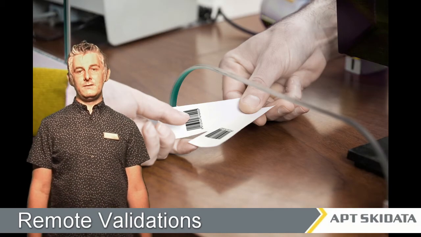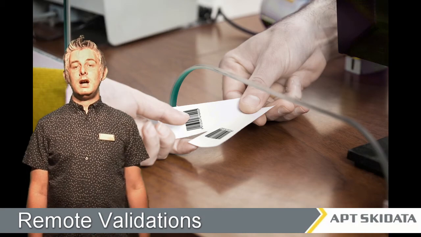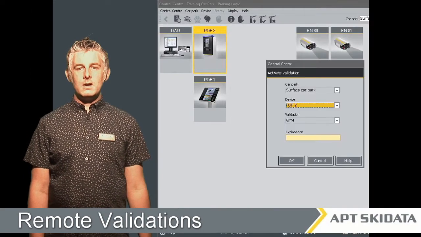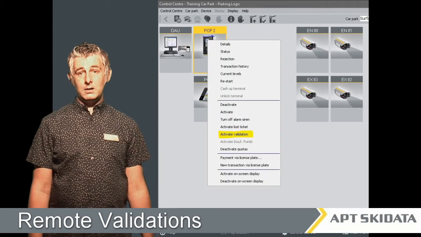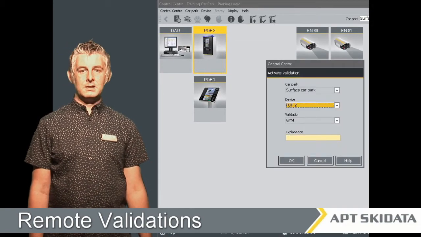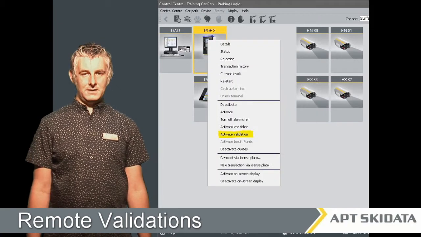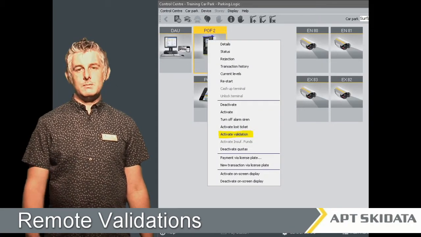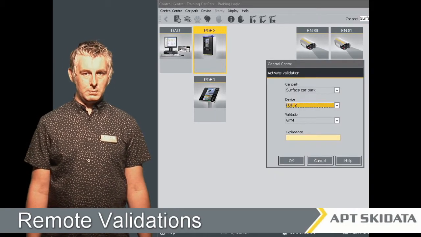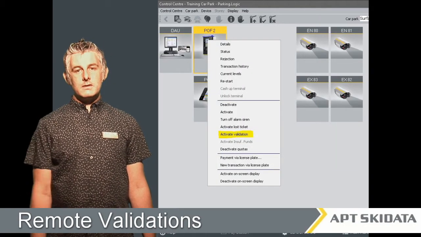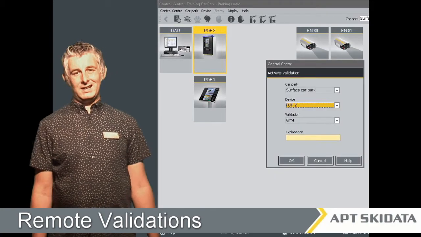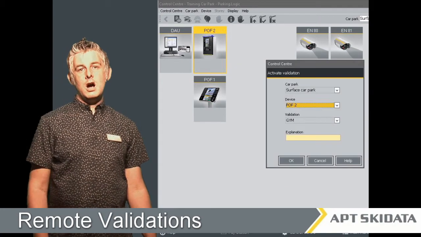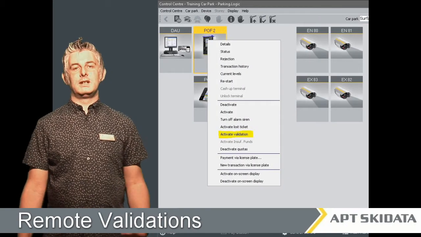Validations can be activated via the control center program at the device once the ticket is inserted. This can be done by right-clicking on the device the customer is at and then selecting Activate Validation. A drop-down list will appear and simply select the validation you wish to apply. This function can be configured as active or inactive for each car park at your facility, as well as restricted to validation providers.